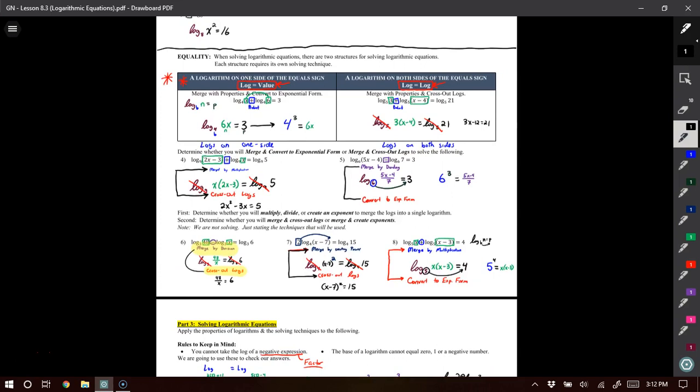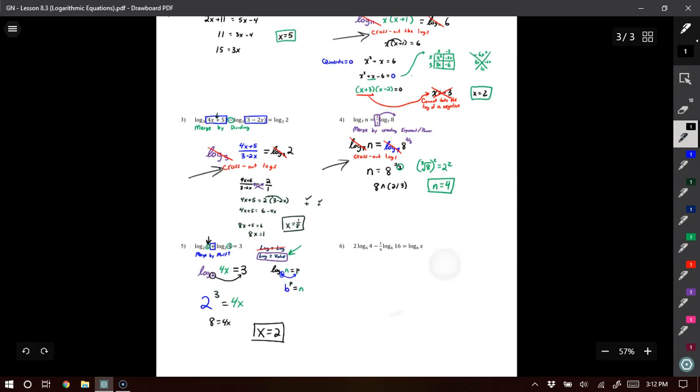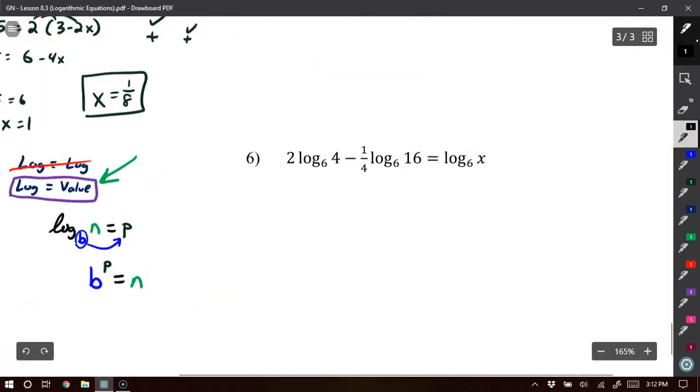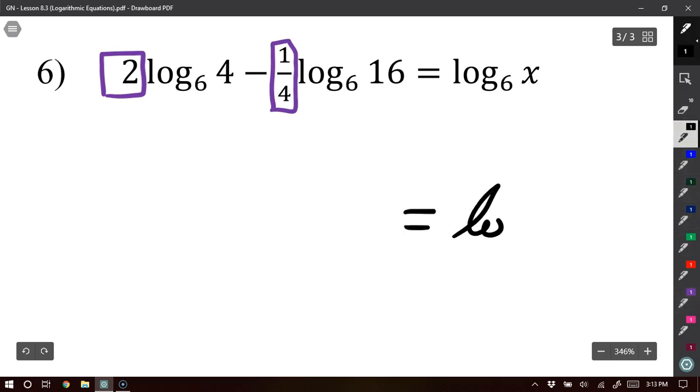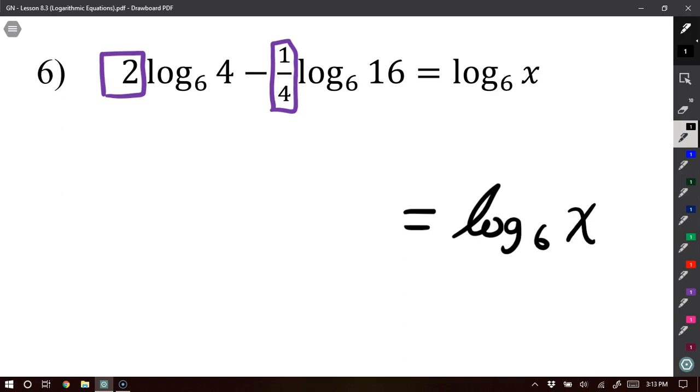That's why we did part 2. We took one lesson and just focused on analyzation, reading the problems, so we can think for a moment on what solving technique we're going to use. All right, last one. And this one's interesting because when I see this, it's a little intimidating. It's intimidating because I have these coefficients here. I have this 2 and I have this 1/4. The right side's not intimidating at all. I mean, equals log base 6 of x. Not intimidating. The left side is, and it's because of those coefficients.